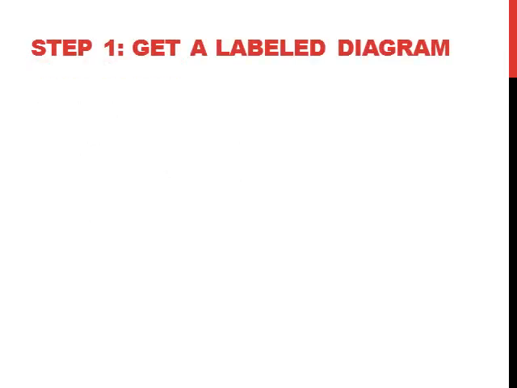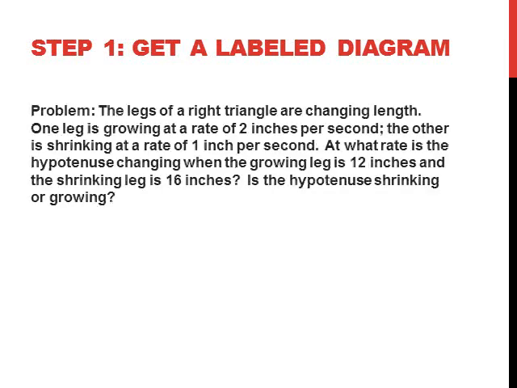Look at that first step, getting a labeled diagram. Here's a problem that we can use for example purposes. The legs of a right triangle are changing length. One leg is growing at a rate of 2 inches per second. The other is shrinking at a rate of 1 inch per second. At what rate is the hypotenuse changing when the growing leg is 12 inches and the shrinking leg is 16 inches? And by the way, is that hypotenuse shrinking or growing?